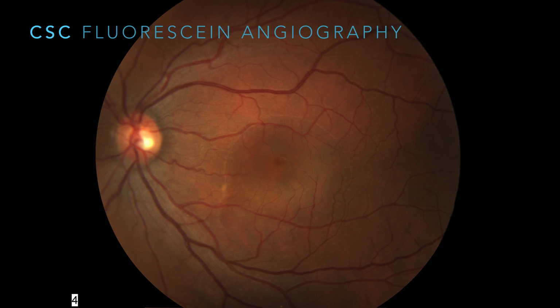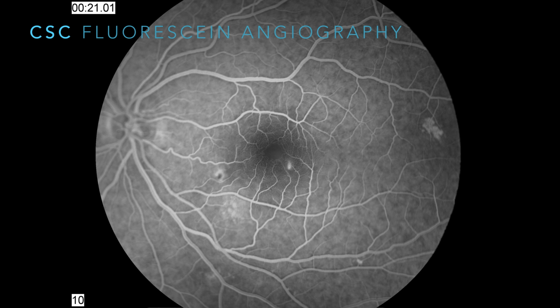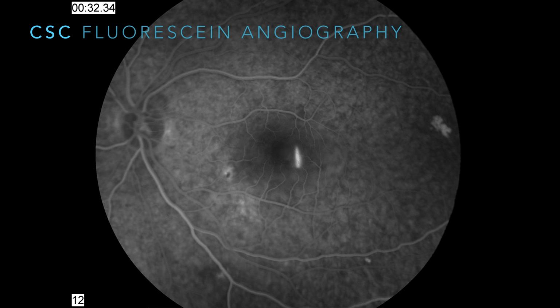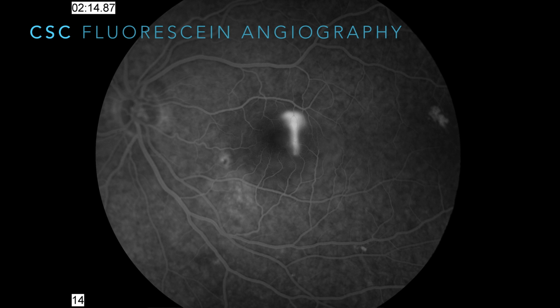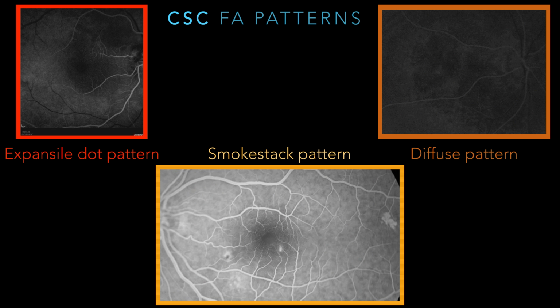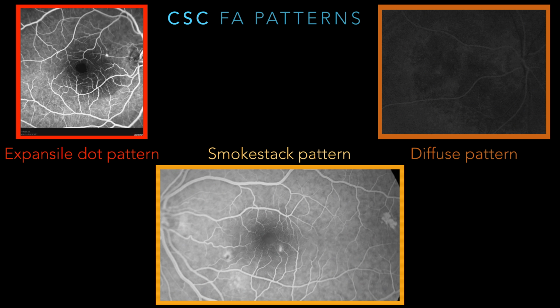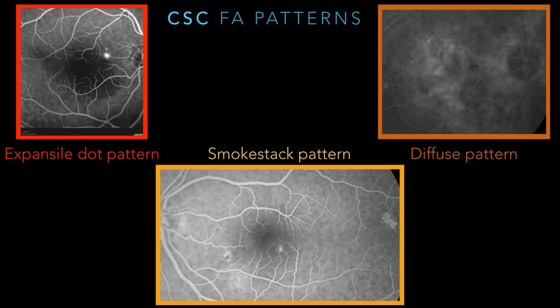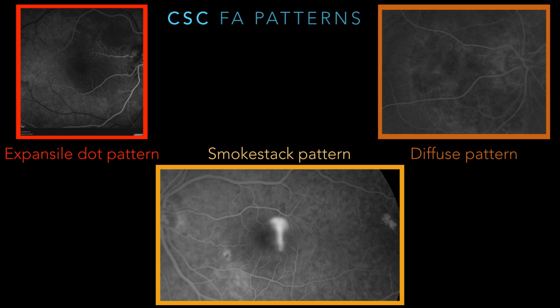And finally, the smokestack pattern. Here's another patient, acute central serous. You see the tiny little white dot already. It's a little bit vertically elongated, and then it just goes up. This is courtesy of Dr. Bill Benson, one of my mentors. We're marching through, and you can see that there's a beautiful smokestack. It's not beautiful if it's yours, of course. And then here's all three patterns. I'm going to show you little movies: expansile dot, diffuse, and here's that smokestack.